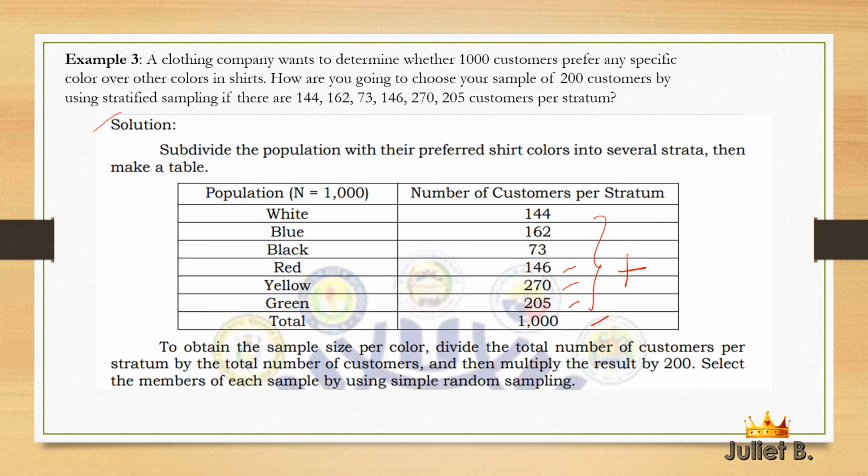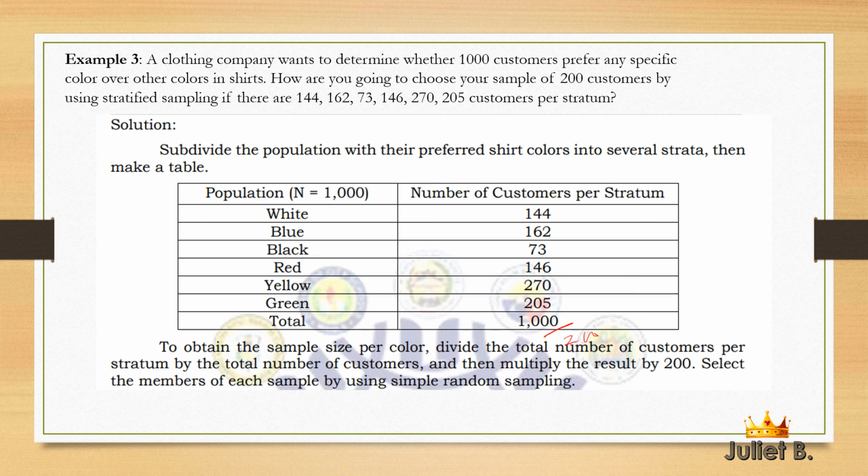Ang kailangan natin, 200 na sample mula sa 1,000 na population. Paano natin kukuhanin yun? Ilang white ang kukuhanin ko? Ilang blue ang kukuhanin ko? Ilang black, ilang red, ilang yellow, ilang green, na dapat ang makuha ko ay 200 lang.